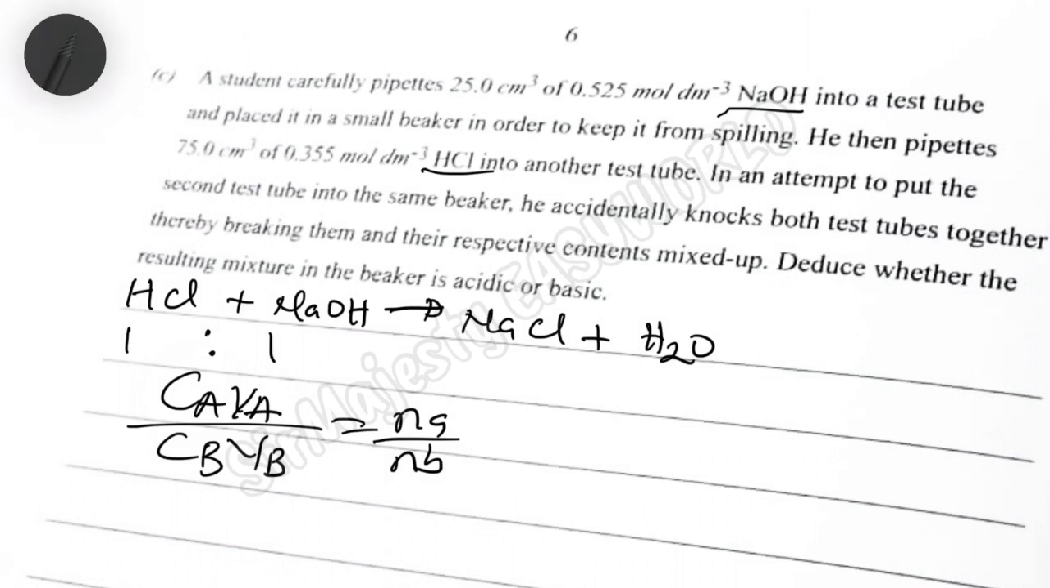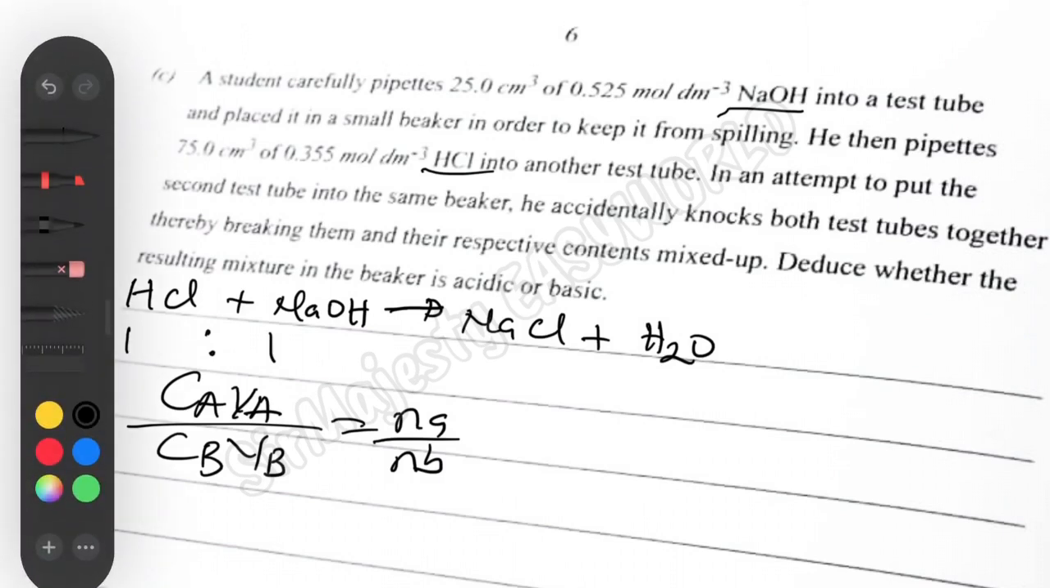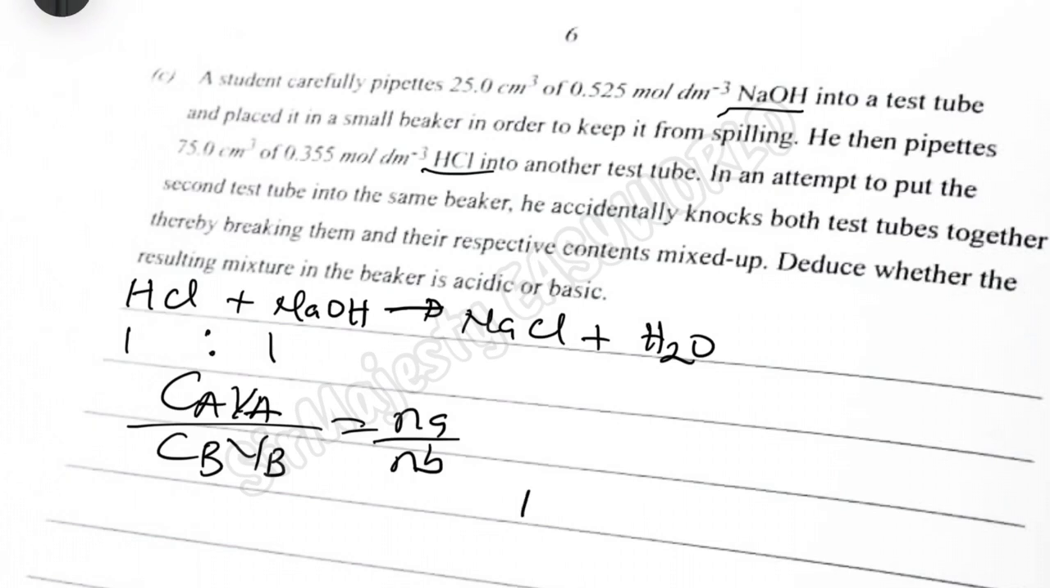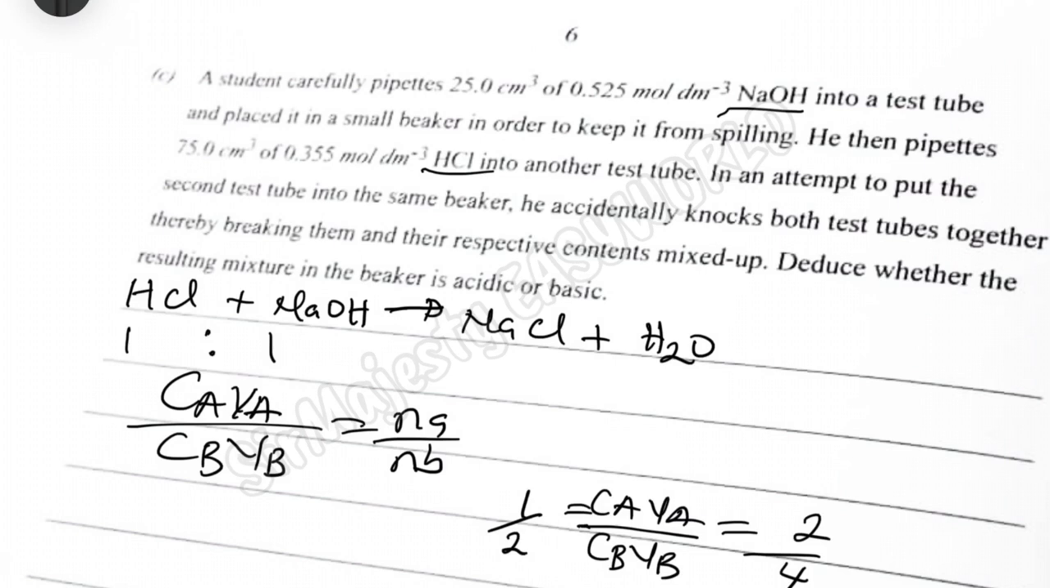Let's assume that Na is 1 and Nb is 2. When we multiply Ca and Va, let's assume we get something like 2. It is also applicable that when we multiply Cb and Vb, we should get 4, because if you divide 2 over 4, it will still give you 1 over 2.